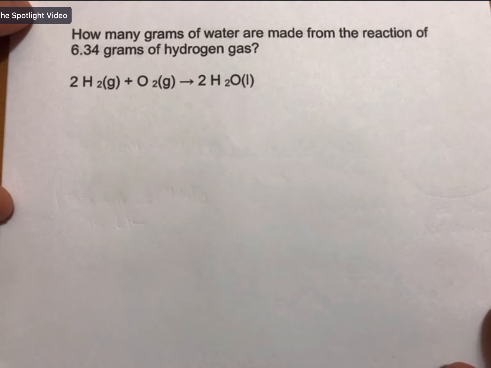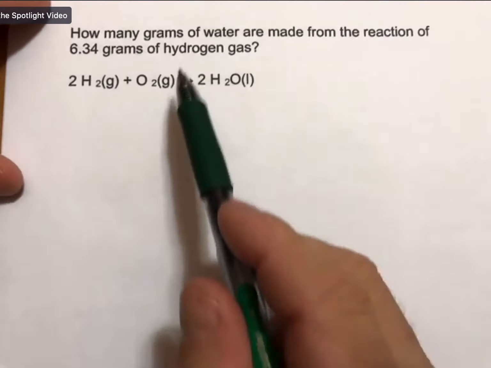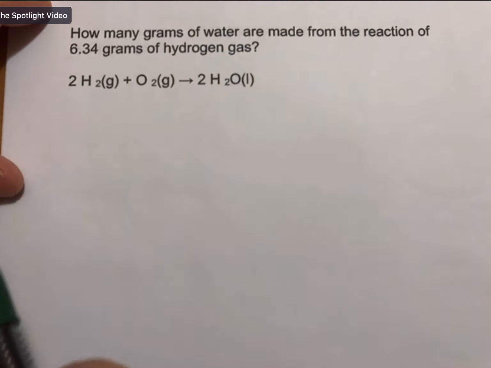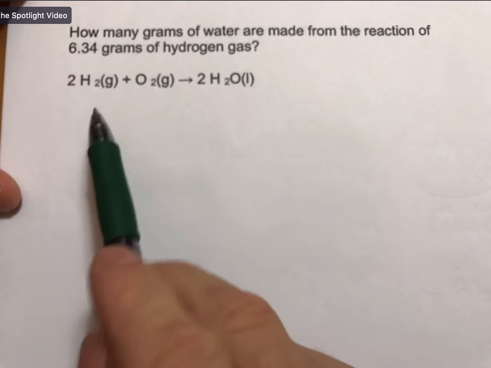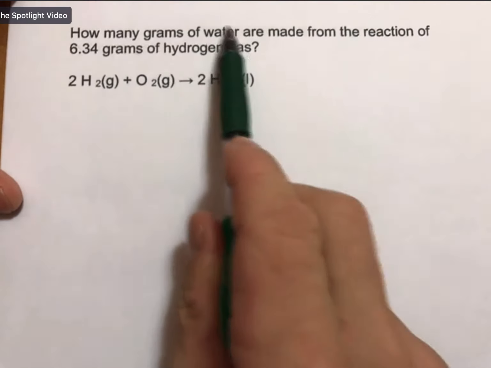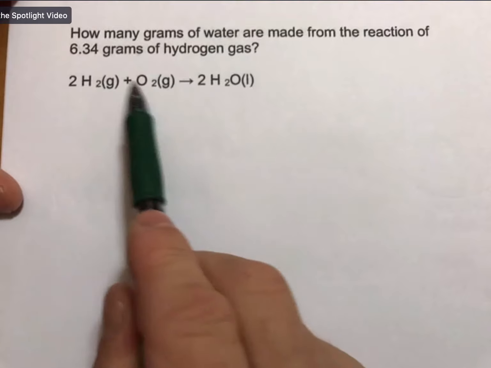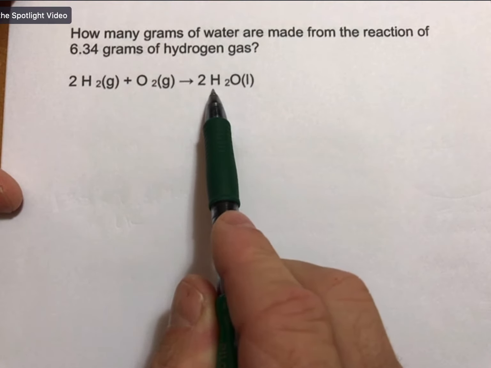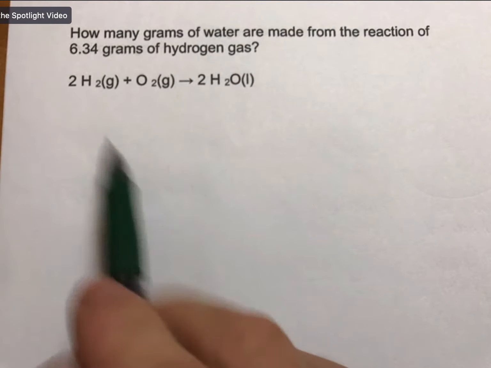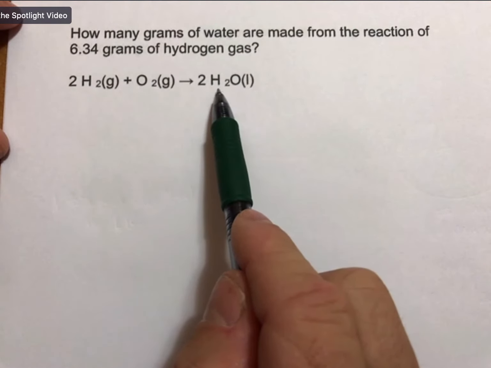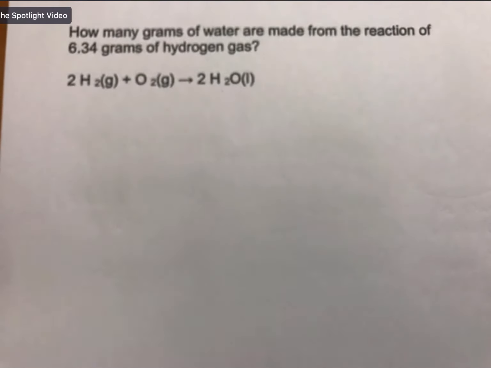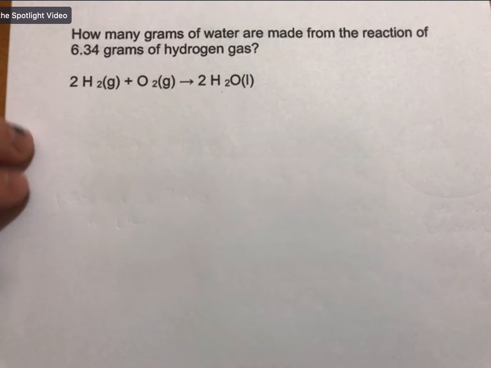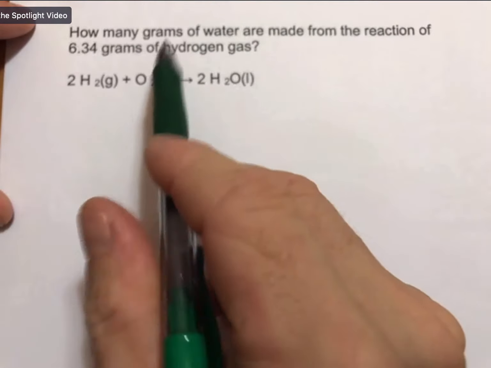can be made from the reaction of 6.34 grams of hydrogen gas. And by hydrogen gas, I mean H2, because hydrogen is diatomic. One of the things we're going to see quite a bit now is that the problem will always refer to the formulas that are in the reaction. So if you ever have a question about what formula to use, only use a formula from the reaction. It's tempting to say hydrogen gas could be just H, but H by itself is not in our reaction here. So anyway, how many grams of water?